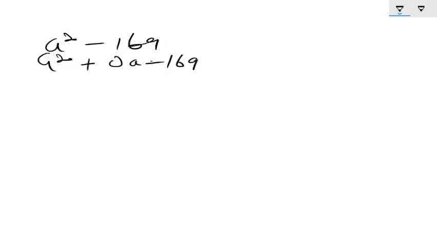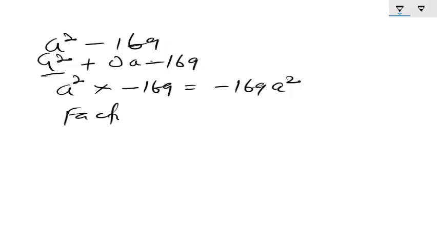So if we want to solve this by the factorization method, we multiply the first term by the last term. Our first term is a squared, and our last term is minus 169. Then this will give us minus 169 a squared. Then we look for factors of minus 169 a squared which, when added, will give us our 0a.